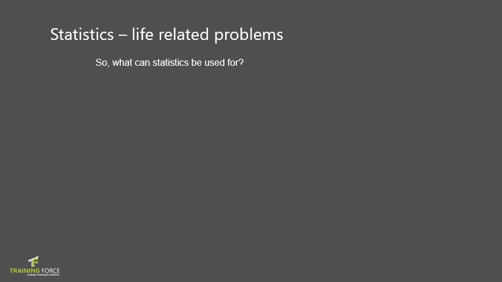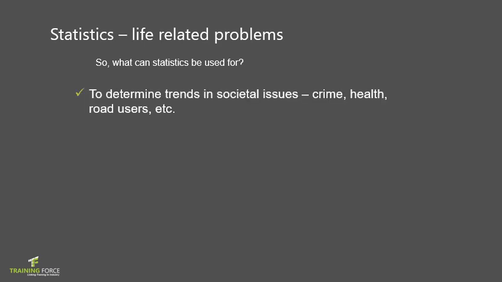Statistics are generally used to determine trends in societal issues, crime, health, road users, etc. You've probably often heard of the road accident statistics over the holiday period. They say so many people traveled, so they take all the people that were suspected to be on the road. Let's say there are supposed to be 50,000 people going down to Durban. Out of those 50,000 people, 10,000 were in accidents. So that means there's a, what's that? 20% accident rate. So according to those statistics of 50,000 versus 10,000, that gives us that trend or whatever the case may be.